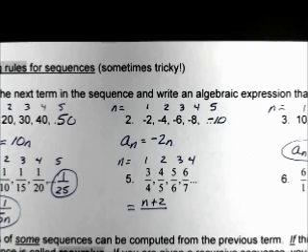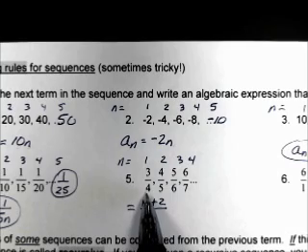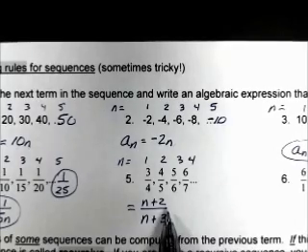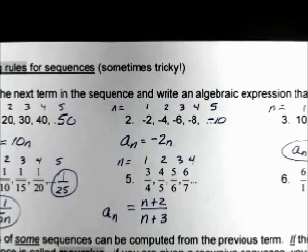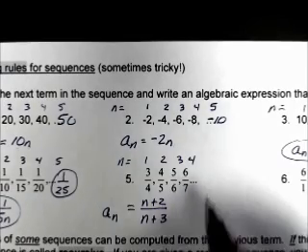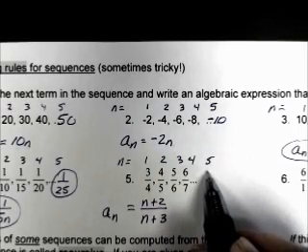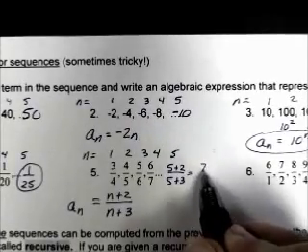Now how about our denominator? If I take 1, add 3 to it, I get 4. If I take 2, add 3 to it, I get 5. Okay, so now we add 3 in our denominator. So n plus 2 is our numerator, n plus 3 our denominator. So this is our rule. A sub n equals n plus 2 over n plus 3. And our fifth term here would be 5 plus 2, which is 7, over 5 plus 3, which is 8. So that would be 7/8.